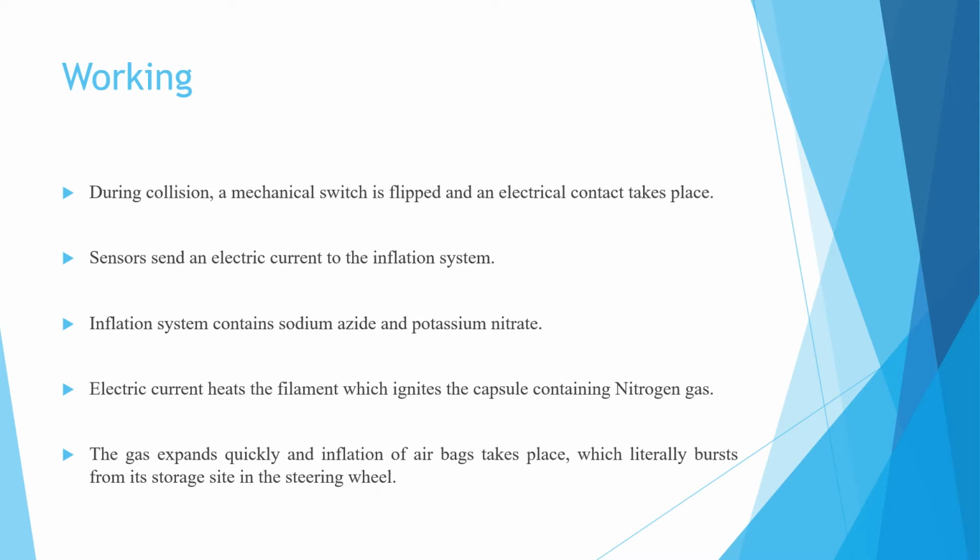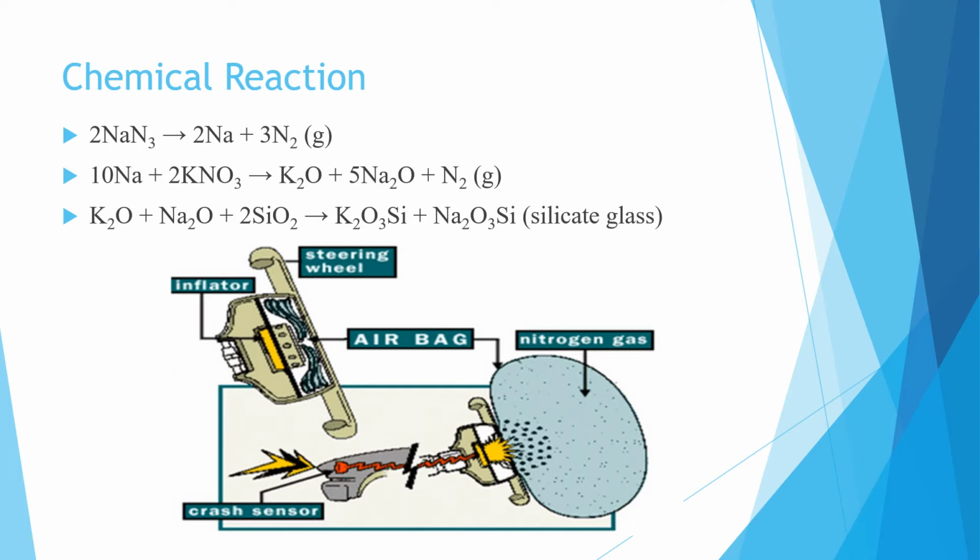So students, when the gas expands quickly, the inflation of the airbag takes place. That is, it literally bursts from its storage side in the steering wheel. So this is the working of the airbag. Now comes the chemical reaction of this airbag.